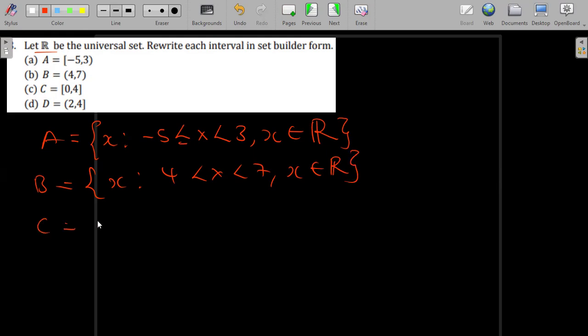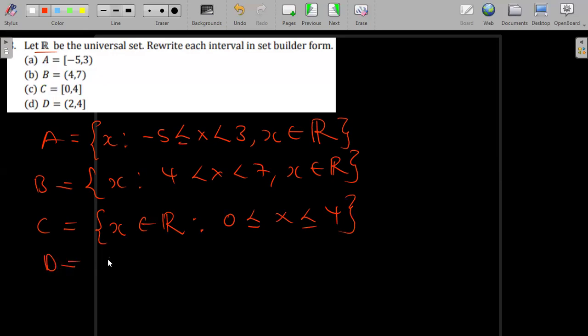For C, you can also always start like this, where you state that X is a member of the natural numbers because they've told you that's the universal set. Then you just write what remains there. So in this case, it's 0, comma 4, meaning 0 and 4 are part of the interval like that. Then you can close it like that.